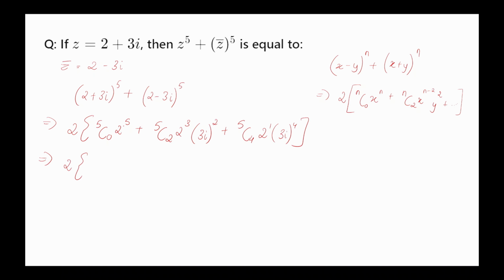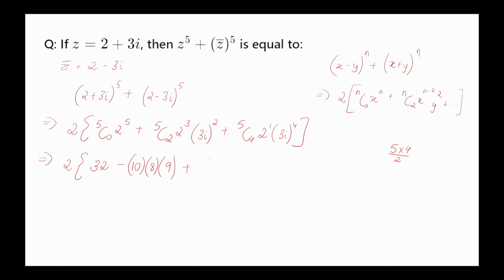5C0 is 1, times 2 to the power 5. What is 2 to the power 5? 2 2s are 4, 4 2s are 8, 8 2s are 16, 16 2s are 32. Plus, what is the value of 5C2? 5C2 can be written as 5 into 4 by 2, so 5 2s are 10. 10 times 8 into (3 iota) squared. Iota squared is basically minus 1, so this plus can be written as minus here, and 3 squared would become 9.